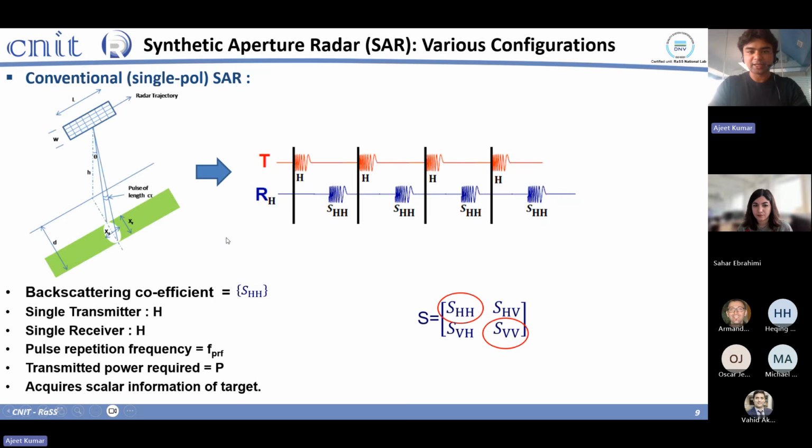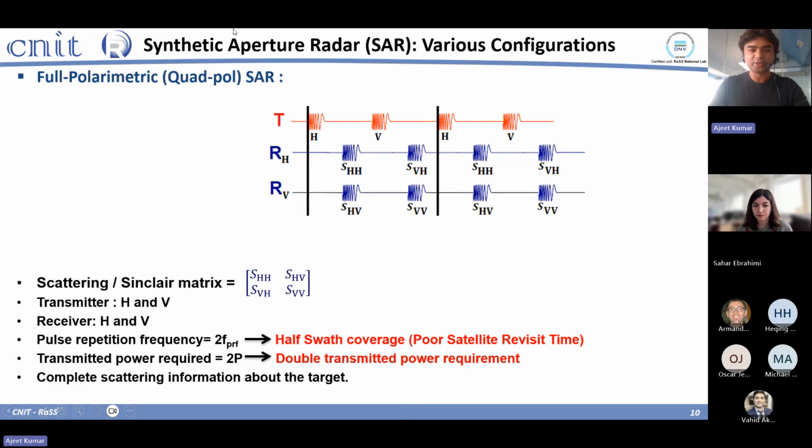So in that case, if you compare these two, you need to transmit two pulses in one time slot. That obviously has to be interleaved. You have to transmit H, receive H and V. You need to wait for that, and then you can transmit V. Otherwise, if you simultaneously transmit H and V, the system will be confused about whether the backscattering corresponds to H or V. So it has to be interleaved.